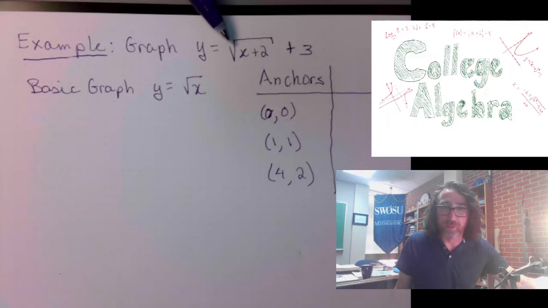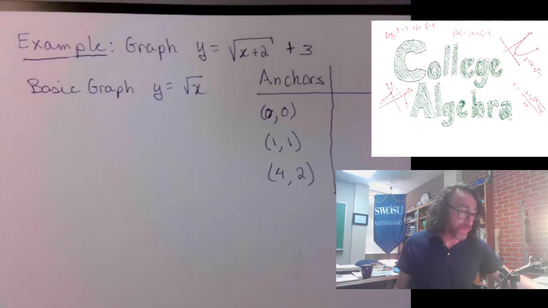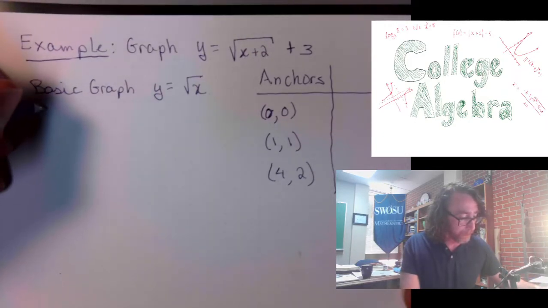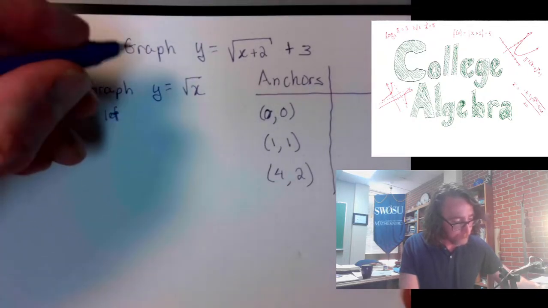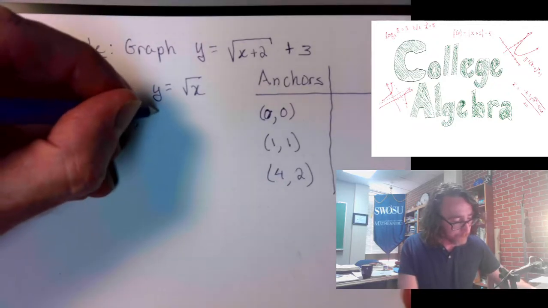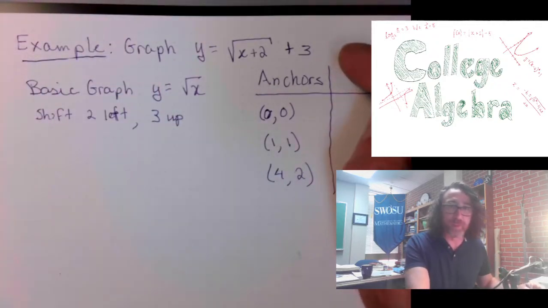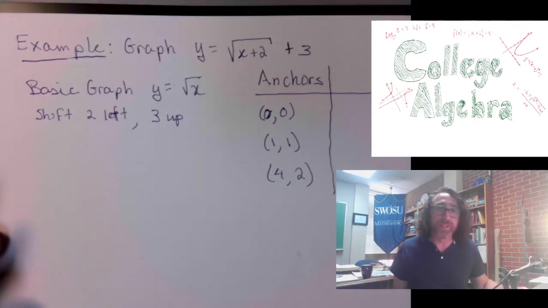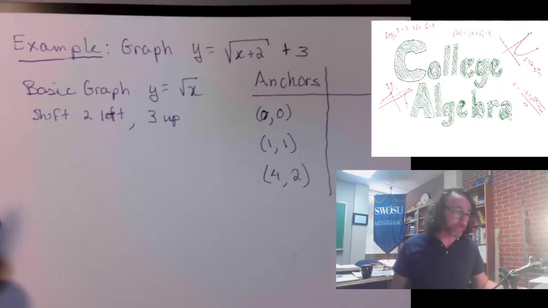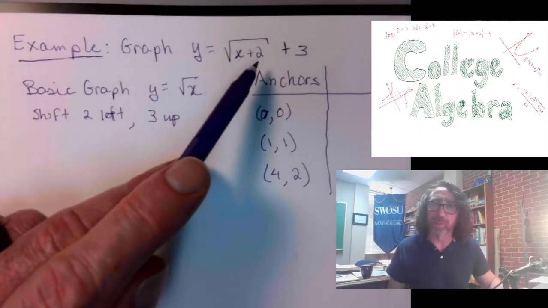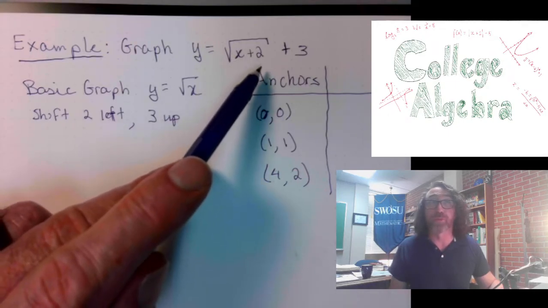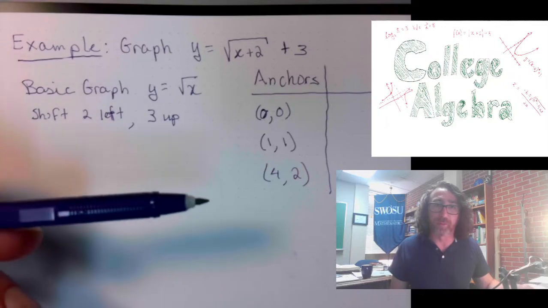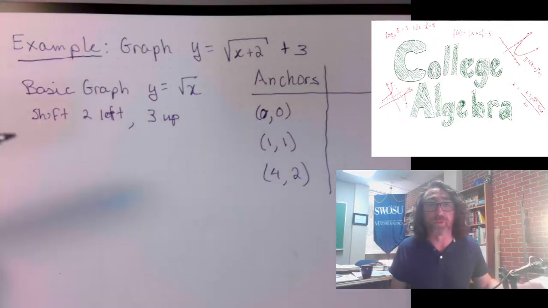Well, we see that x has been replaced with x plus 2. And you'll remember that shifts you 2 units left. And this plus 3 on the outside will shift you 3 units up. Remember, the inside kind of works a little bit backwards of what you might think. If you replace x with x plus 2, that moves you 2 units to the left. If you replace x with x minus 2, that will send you 2 to the right.